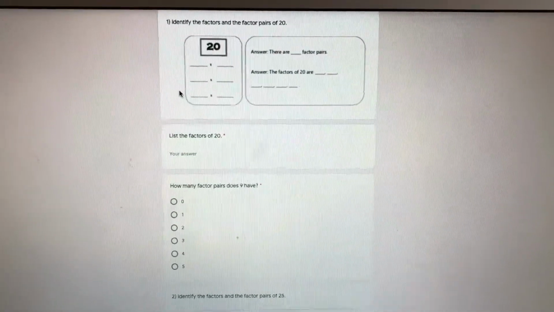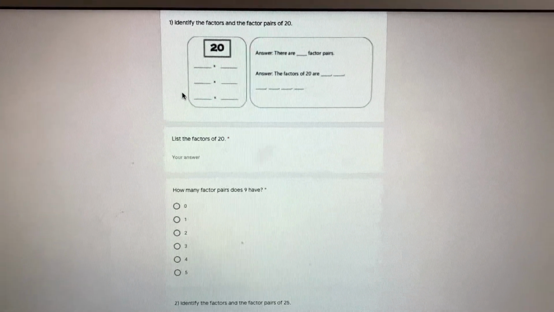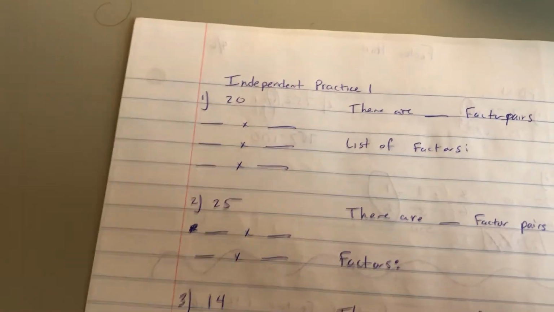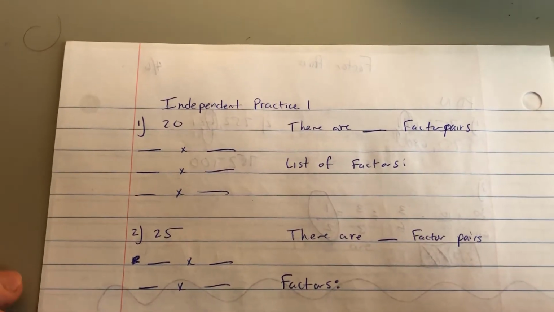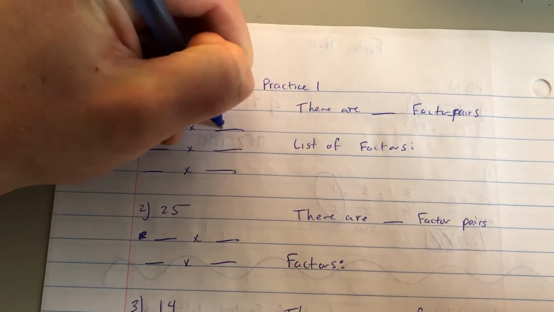First independent practice that you saw in your Google form, looking at how your page should have looked on your paper. We're going to go over it there. I'm going to list the factor pairs for 20 and how I found those factor pairs. First one always is 1 times the number.